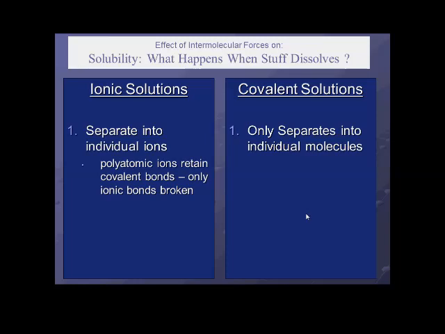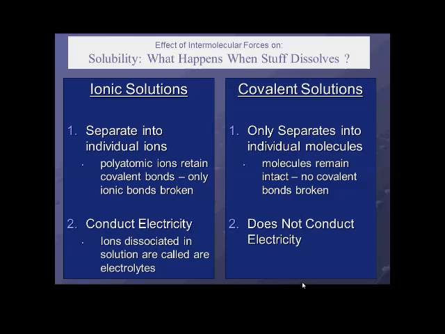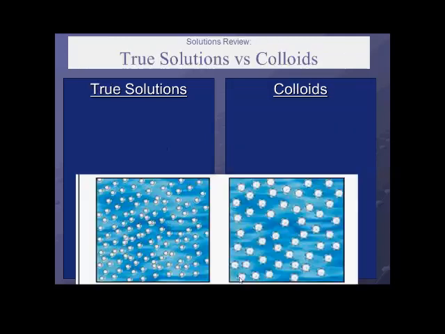When covalent substances dissolve, the molecules separate into individual molecules. There are no covalent bonds that are broken. The only thing that is broken are the intermolecular forces. Now, in the ionic solution, you're going to have a solution that conducts electricity because those ions are electrolytes in there, and the charges will be able to carry and conduct an electrical circuit. Whereas with a covalent, you do not have any ions, just molecules which do not have charges. They're neutral, so there are no electrolytes in there.